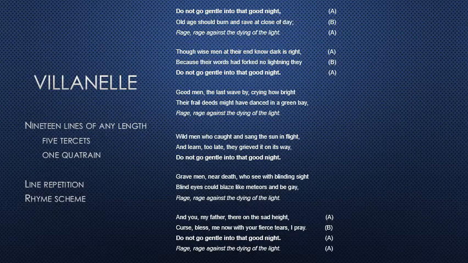So, and then notice the last line of the first tercet, "Rage, rage against the dying of the light." Notice then that comes in at the end of the 3rd, and then again at the end of the 5th, and then again at the end. So you see how there's actual line repetition. I particularly do love this poem. It was written when his father was dying, and I just think it's a beautiful poem.